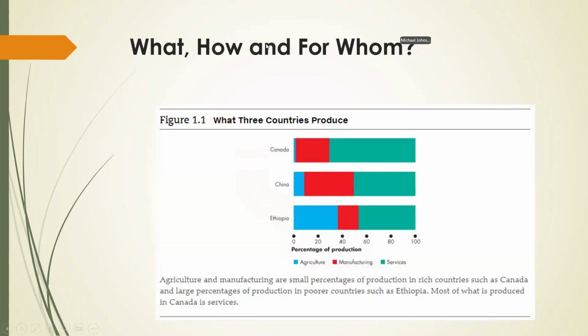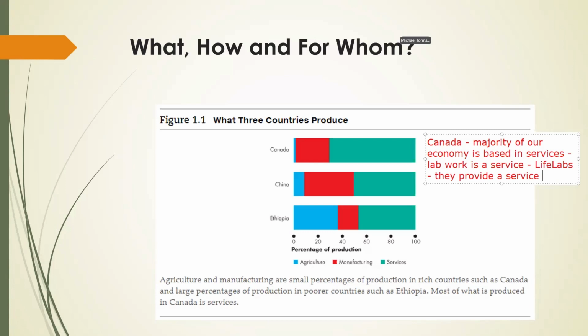So how, and for whom? For Canada, most of our economy is the service industry. The majority of our economy is based in services. So lab work is a service. You could be doing, like, Life Labs, right? They provide a service in terms of analyzing blood, urine, etc., to determine what illnesses you may have. So lab work is a type of service.